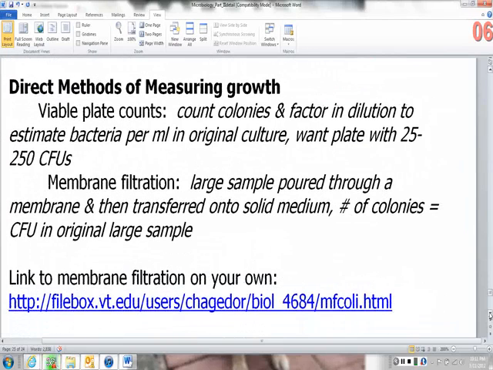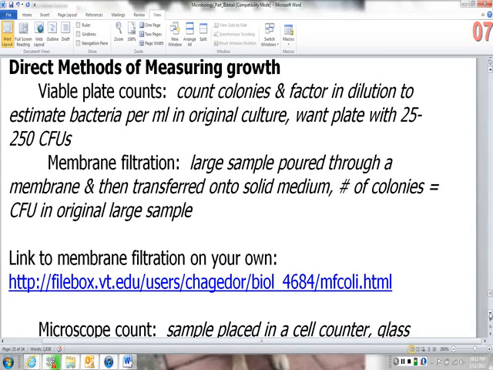Sometimes we need to count organisms, and this may be done directly or indirectly. One method of directly counting organisms is the viable plate count. Here the sample of organisms is diluted through serial dilutions and then plated in petri dishes and incubated. After incubation, the colonies on the plates are counted and the dilution factored in to estimate the number of bacteria per milliliter in the original culture.